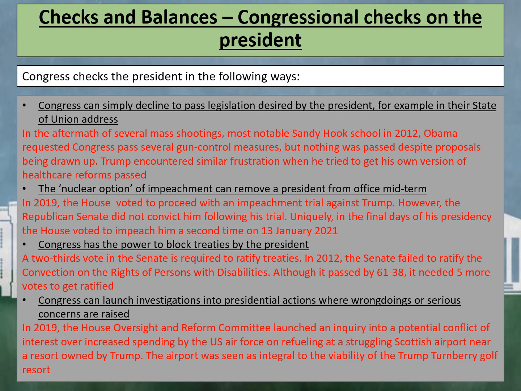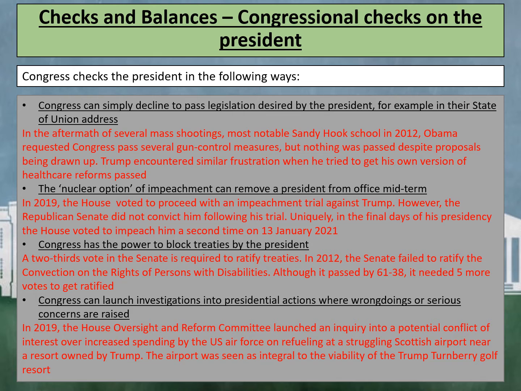Congress can simply decline to pass legislation desired by the president, for example in their State of the Union address. In the aftermath of several mass shootings, most notably Sandy Hook School in 2012, Obama requested Congress pass several gun control measures, but nothing was passed despite proposals being drawn up. Trump encountered similar frustration when he tried to get his own version of healthcare reforms passed.